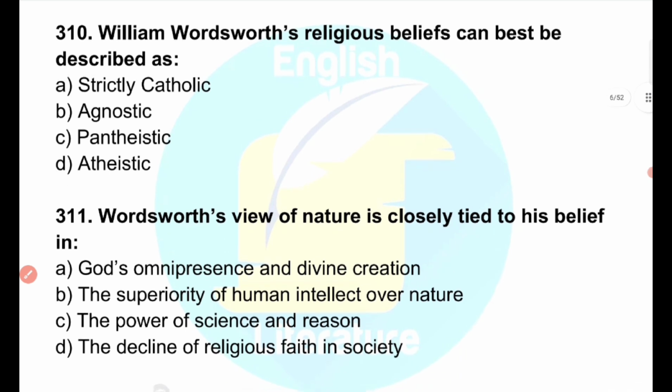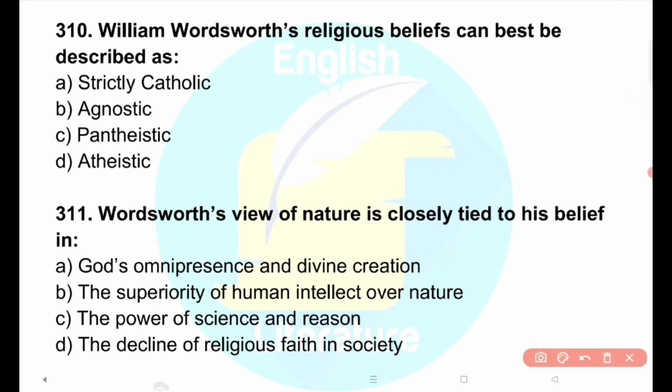William Wordsworth's religious beliefs can best be described as option C, pantheistic. Wordsworth saw God in nature, a key belief in pantheism. Tintern Abbey, The Prelude.